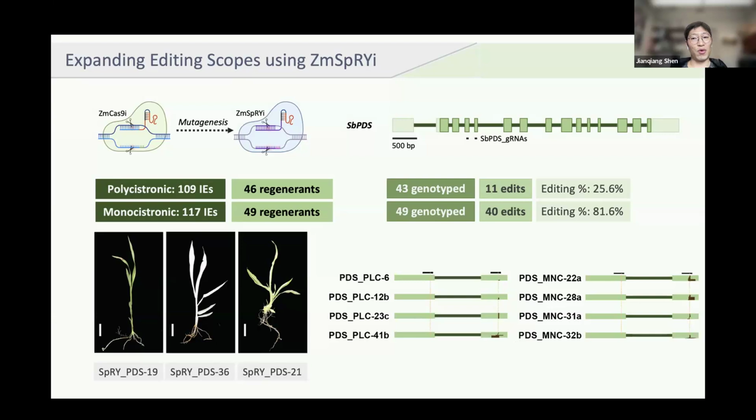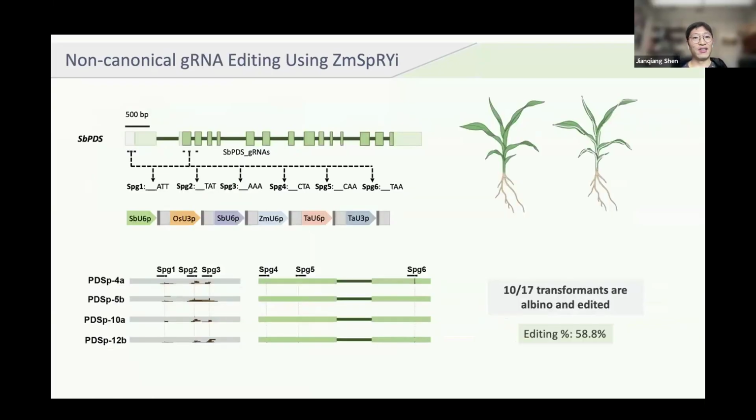I would like to point out one more piece of information: for monocistronic, at least on guide RNA 2, it might cause a larger deletion. Larger means more than 5 or 6 base pairs, which is kind of new to these SpRY editing events.